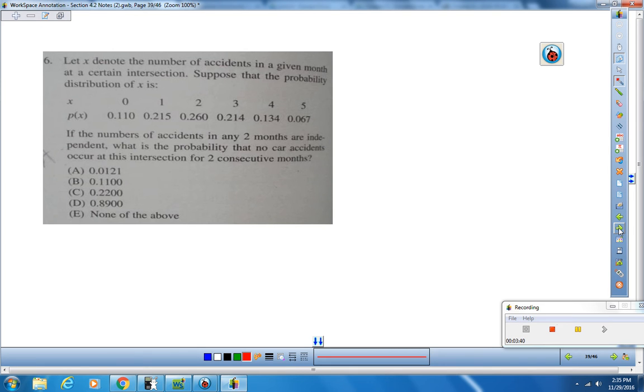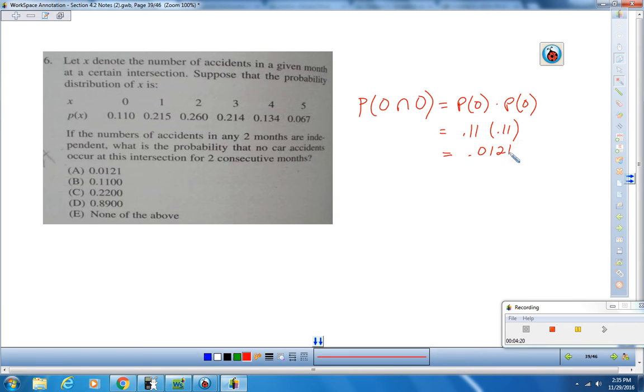All right, so if the number of accidents in any 2 months are independent, what's the probability that no car accidents occur at this intersection for 2 consecutive months? So it's a probability of 0 for the first month and 0 for the second month. This is actually back to last chapter. So it's the probability of 0 times the probability of 0. No car accident. So it's 0.11 times 0.11, which is 0.0121.